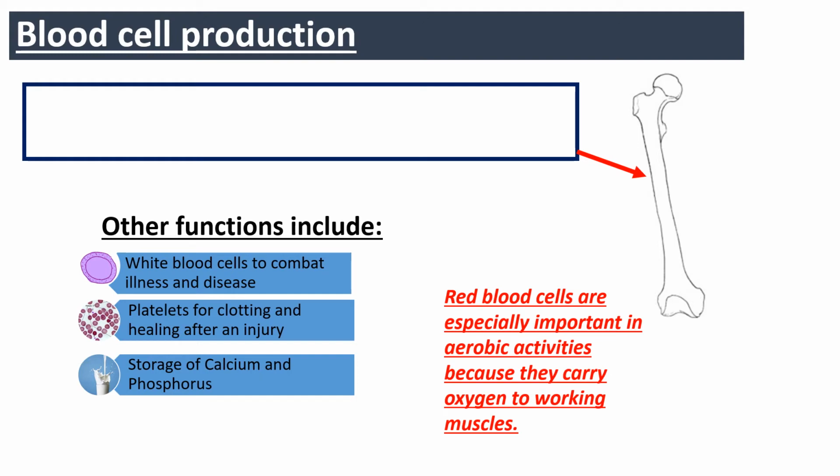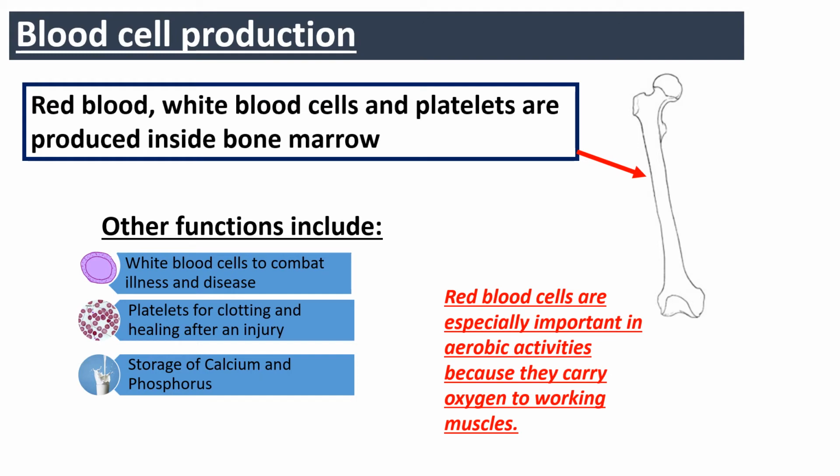So we're on to the second function here that we're going to look at, blood cell production. So red blood cells, white blood cells, platelets are produced inside the bone marrow of the long bones. That's really all you need to know here. Red blood cells, we know the importance of this because we've already studied the cardiovascular system. We know they help to carry oxygen to the working muscles, which is vital, crucial for all athletes. So you can see the role, the function of the skeletal system is also for blood cell production.